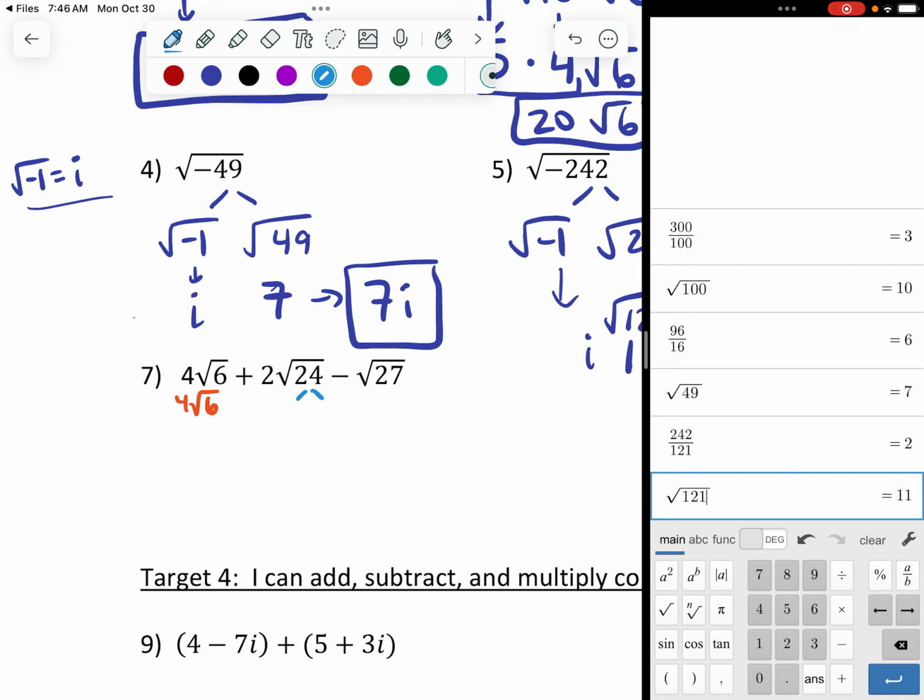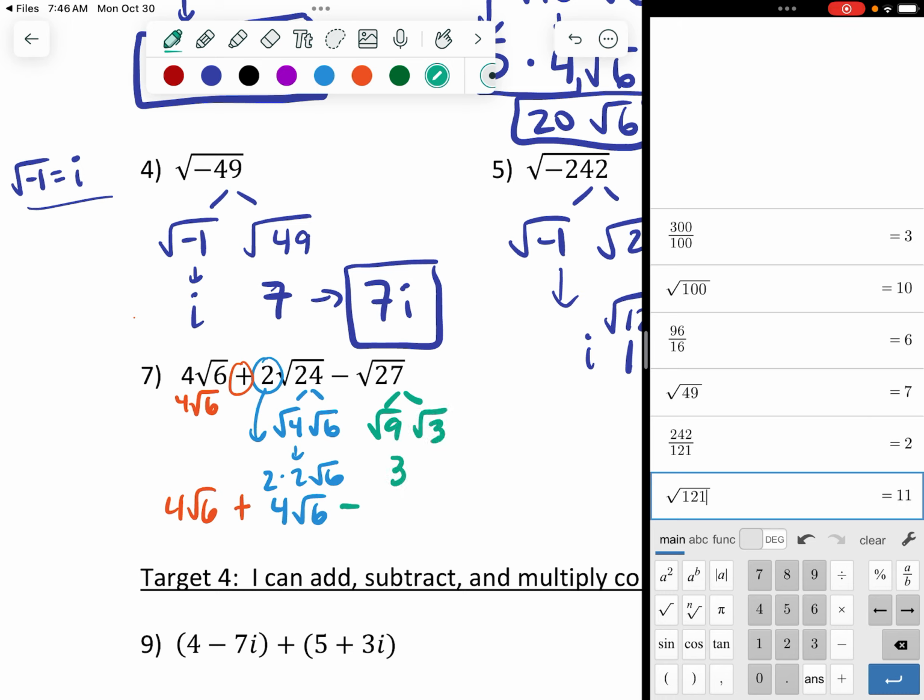Now 24, I can break that down. 4 goes into 24, so this would be 2 root 6, but I still have this 2, so that becomes 4 root 6. So right now I have 4 root 6 plus 4 root 6, and then I can do the same thing with the 27. So 9 goes into 27, that's a perfect square, so that becomes 3 root 3. There's a minus before that, so it's minus 3 root 3.